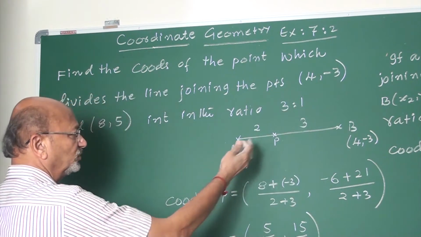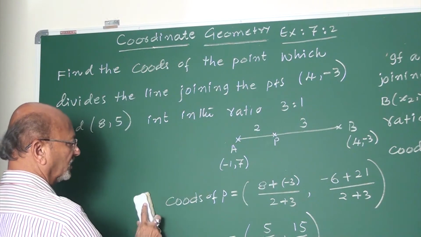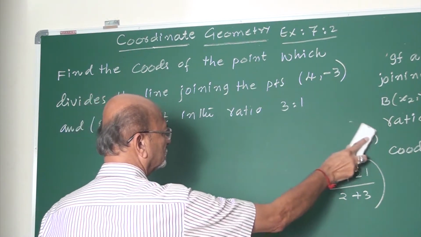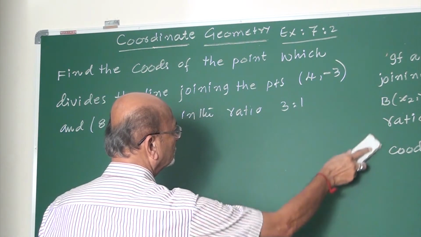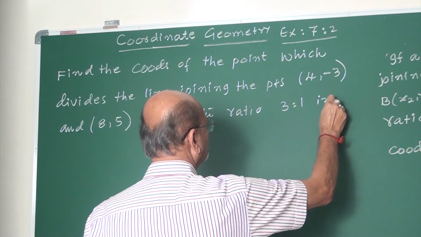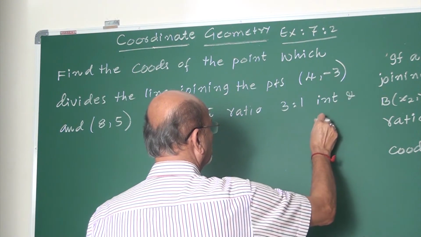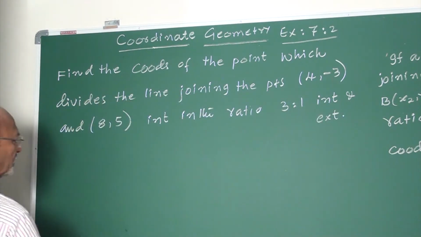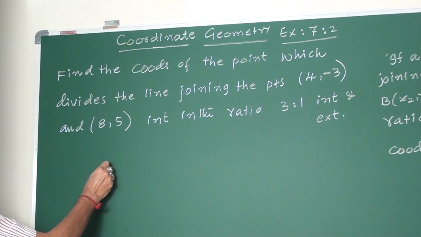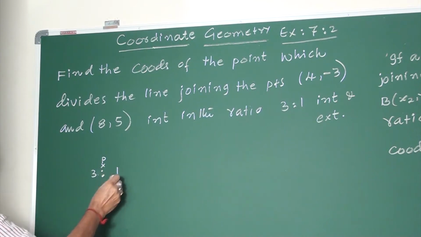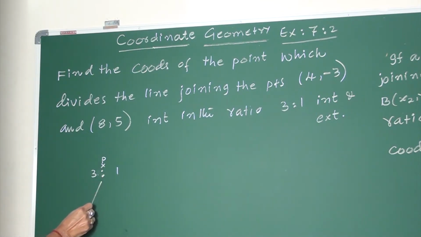Yes. This is with the help of one figure. If you wanted another figure, I give that also. Whichever you feel convenient, you use it. I do this for the ratio 3:1, internally as well as externally. I write both. Yes, my friends, this is the figure. This is your point P. What is the ratio? M is to N, 3:1. Yes, correct.